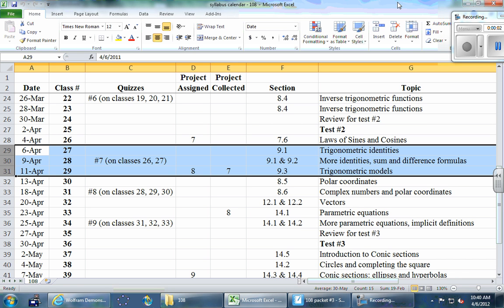Our quick look at the calendar. Today we cover something called trig identities. That is in section 9.1.